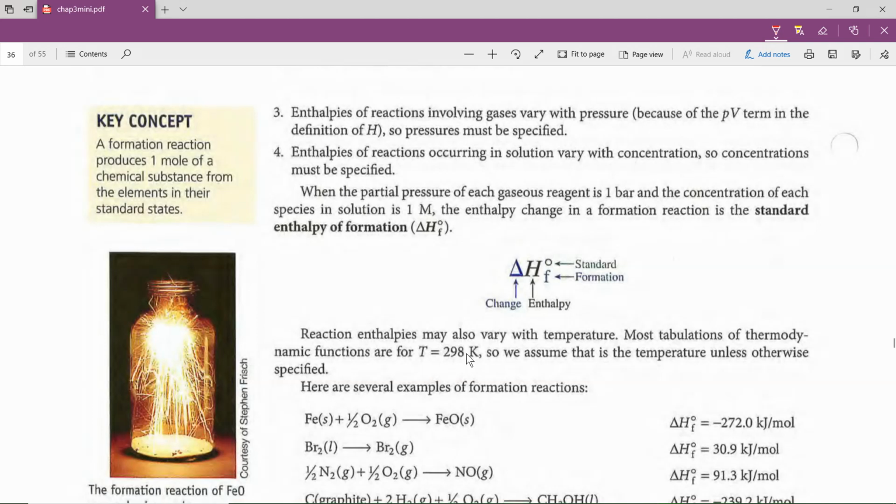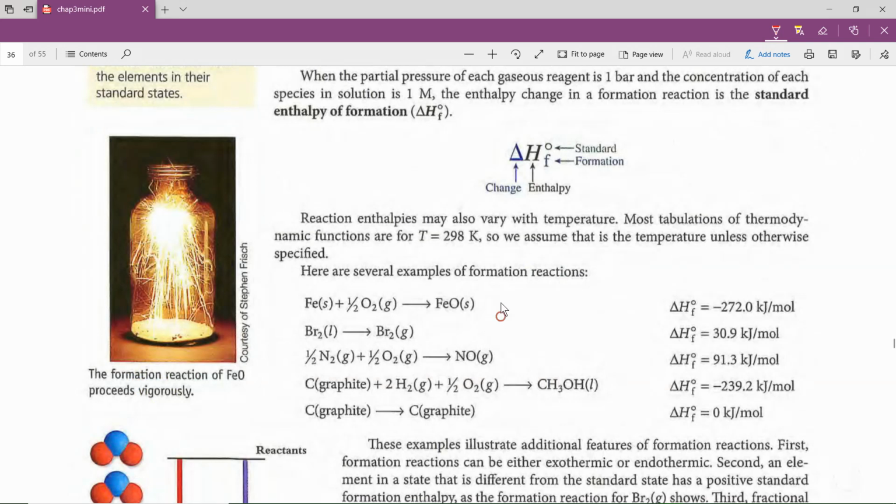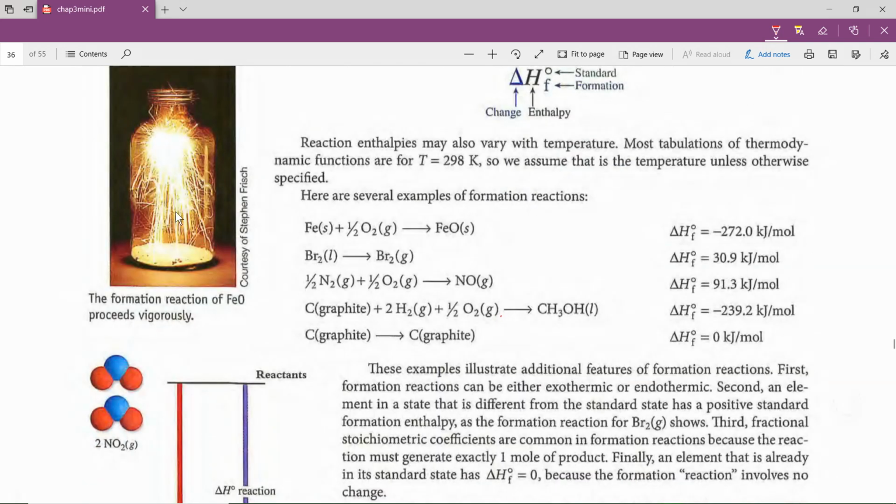So here are some examples of formation reactions. Here's a picture of forming iron(II) oxide, ferric oxide in the olden days. It's exothermic, so you're forming 1 mole of FeO solid from a mole of Fe and half a mole of oxygen. Br2 liquid goes to Br2 gas, so that is endothermic, 30.9 kilojoules per mole. That's an endothermic reaction.